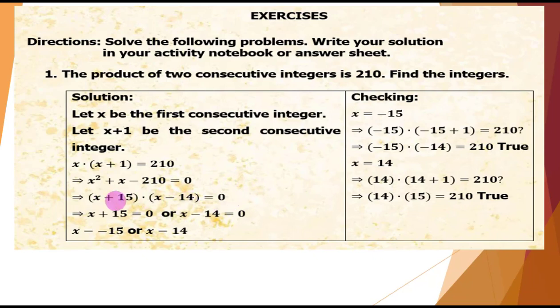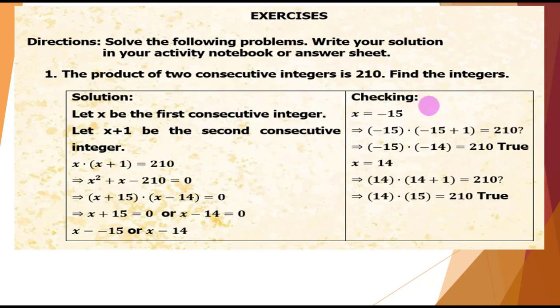Then we have two linear factors, and we set each of the linear factors to 0. In this case, x plus 15 equals 0, giving us x equals negative 15. On the other hand, x minus 14 equals 0 will give us x equals 14.